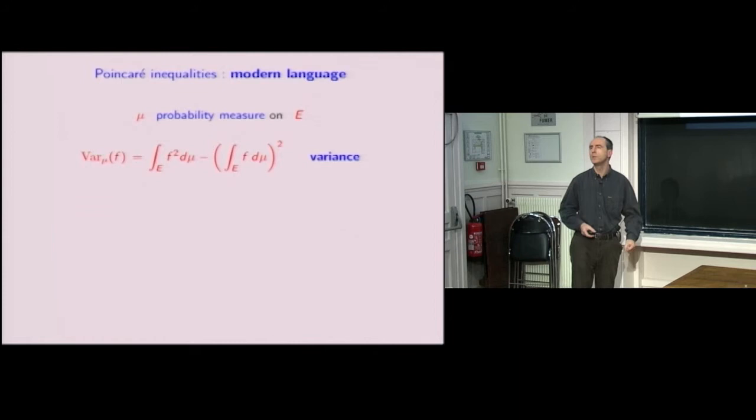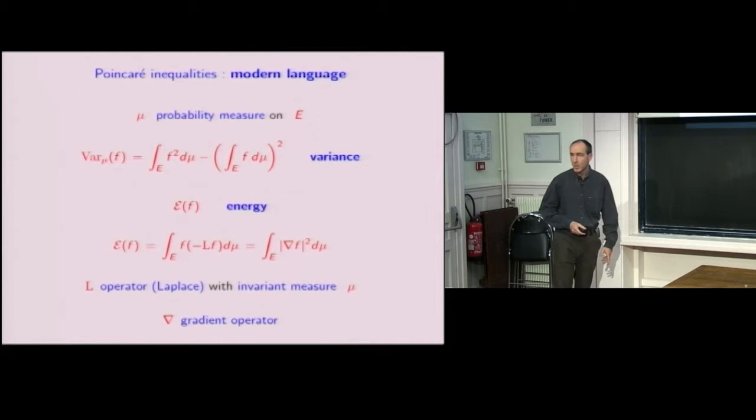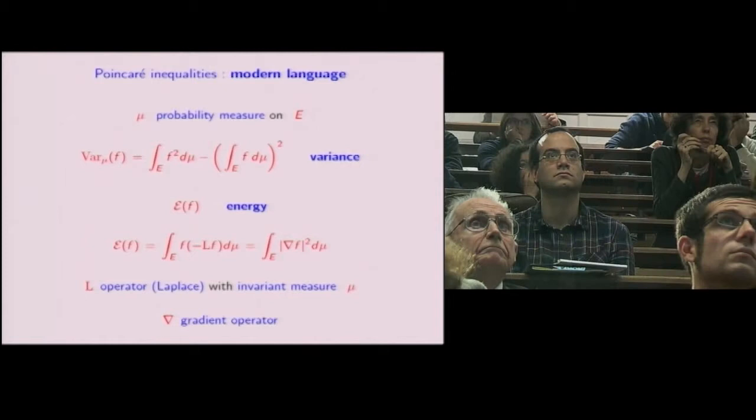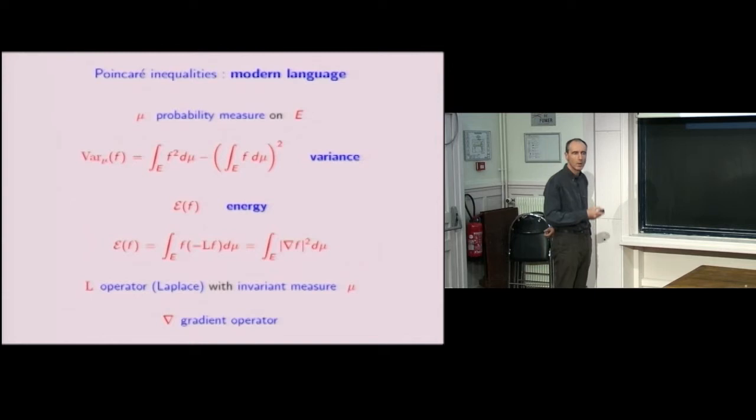And then the whole discussion is to compare the variance of a given function f, belonging to a suitable family of functions, to a kind of energy, which may take several forms. It may be given using some operator, a kind of Laplace-type operator, or it may be written using some gradient-type operator, provided you have a suitable integration by parts formula. These two things are the same.